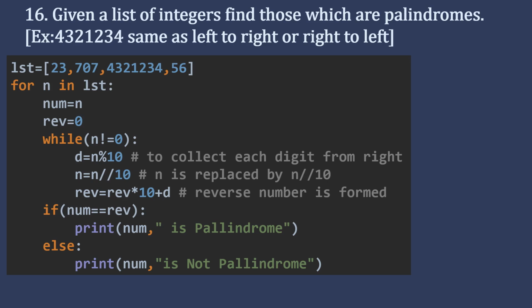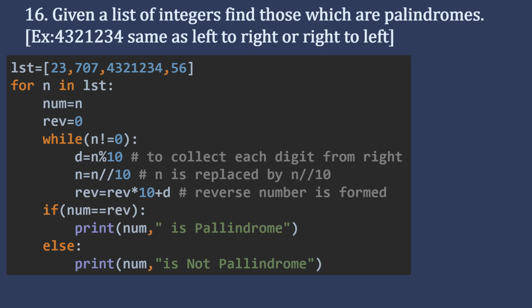The remainder is the units place digit. So that is stored in a variable, let's say d. And your number becomes n divided by 10. That means n is replaced by n by 10. n will become 23 by 10, that is 2. Next time n value is 2. Then it will calculate rev is equal to rev into 10 plus d. So your d value was 3, and rev was initially 0. So 0 into 10 is 0 plus 3, that is 3. That is the first iteration.